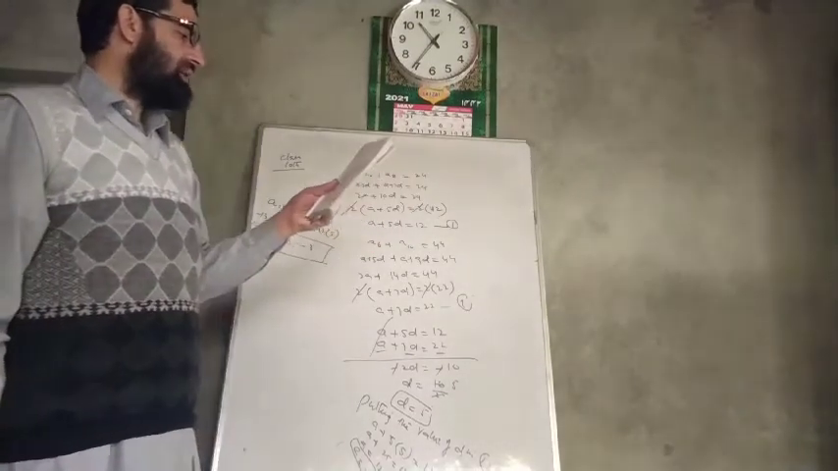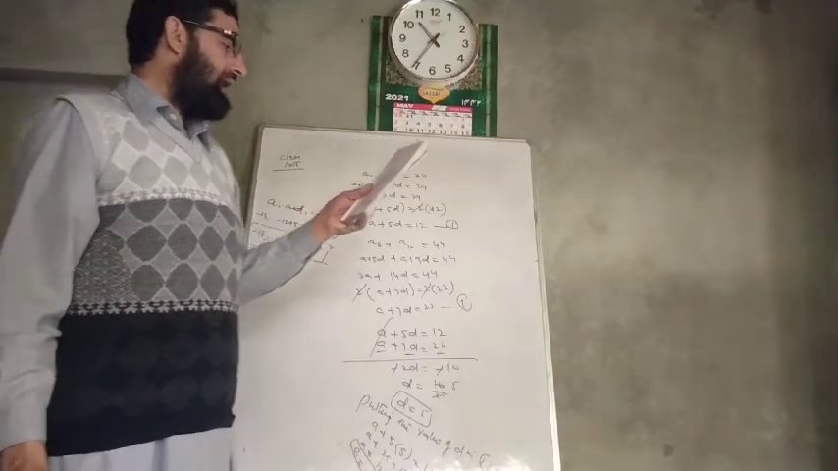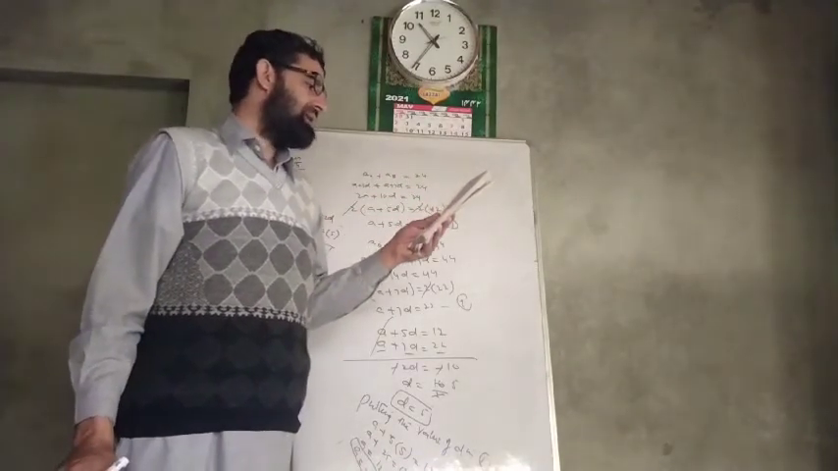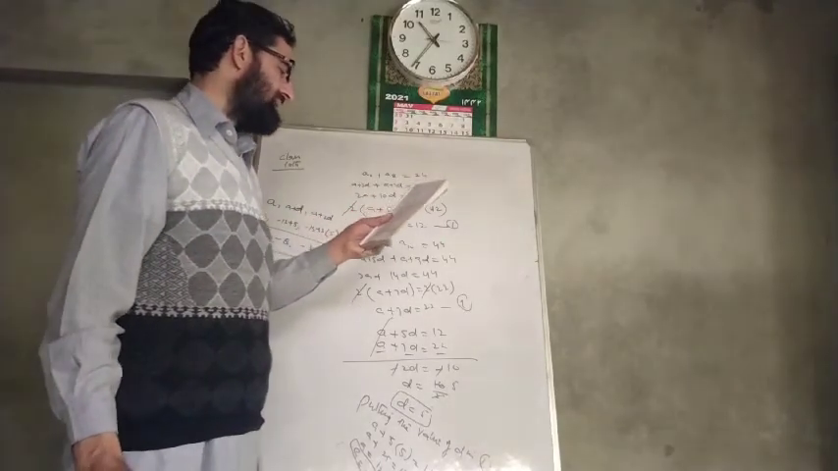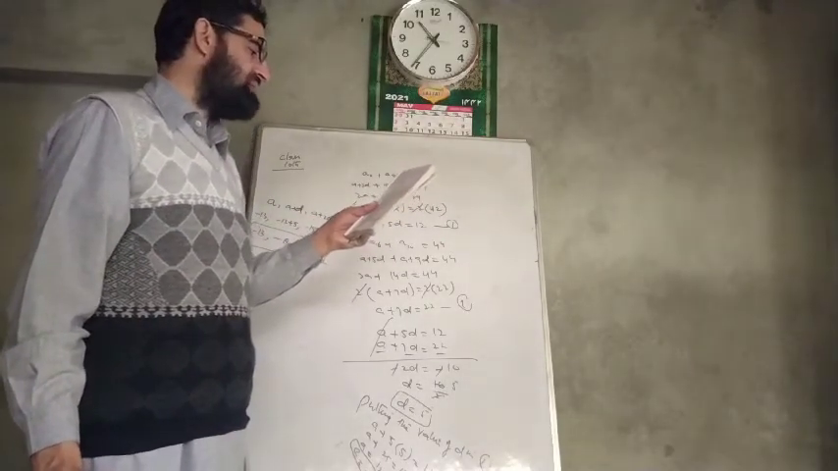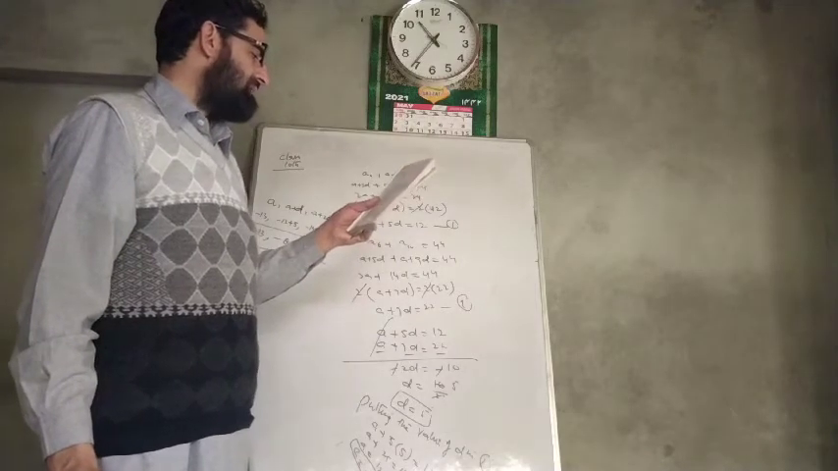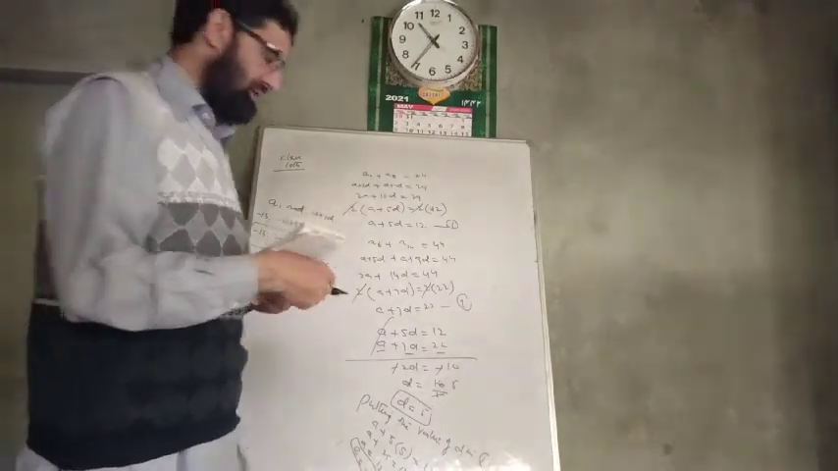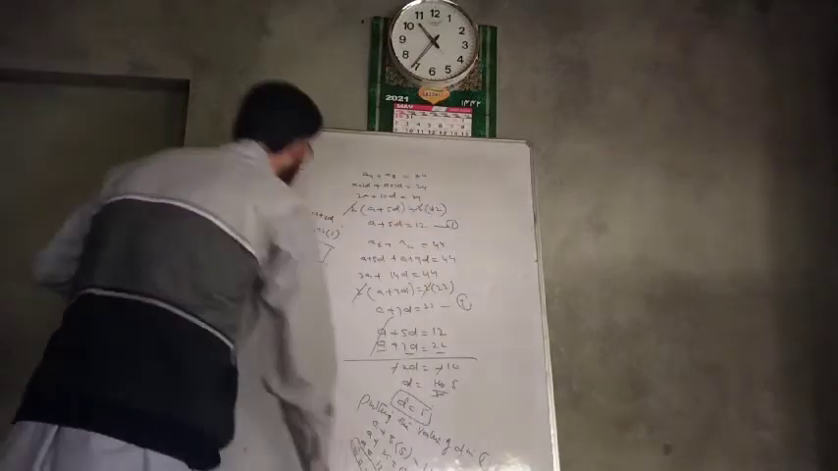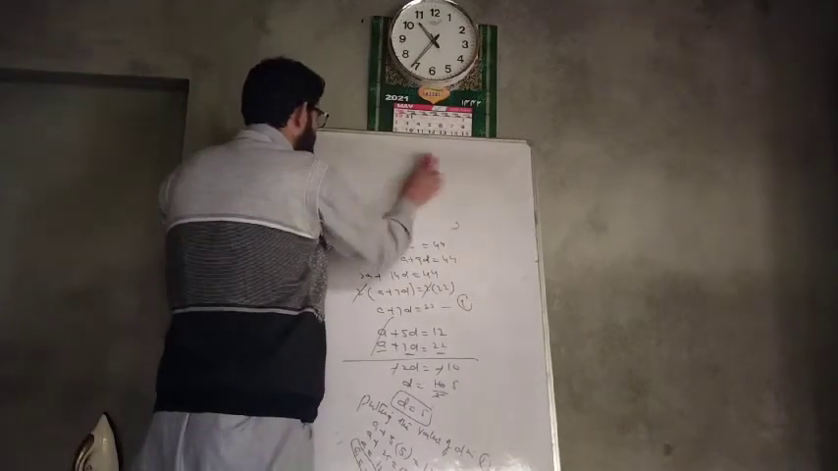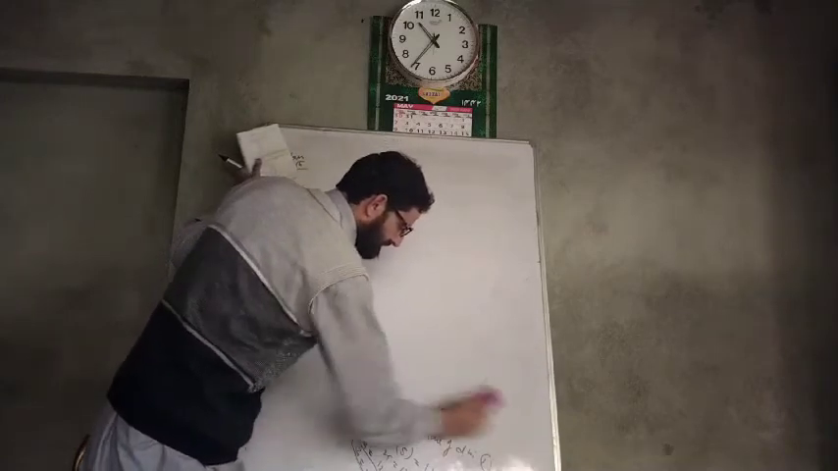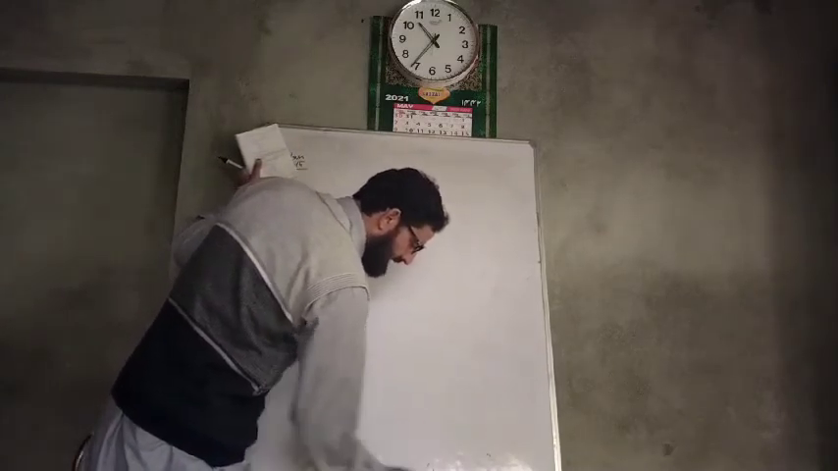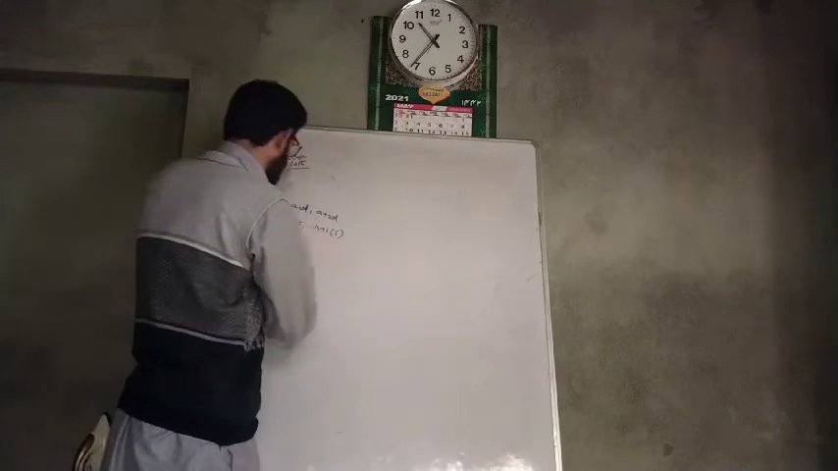Subbarao started work in 1995 at an annual salary of rupees 5,000 and received an increment of 200 each year. In which year did his income reach 7,000? So Subbarao starts, his annual salary is 5,000, and receives an increment of 200 every year.